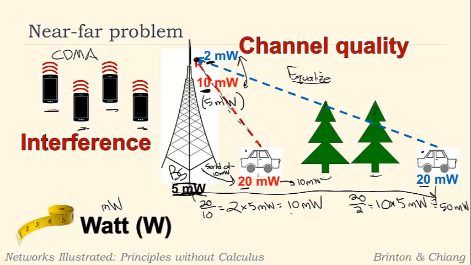So while this transmitter's power goes down, this transmitter's power goes up to 50 milliwatts. And the hope is that if he sends at 50 milliwatts, then by the time it gets down here, this will be at 5 milliwatts as desired.